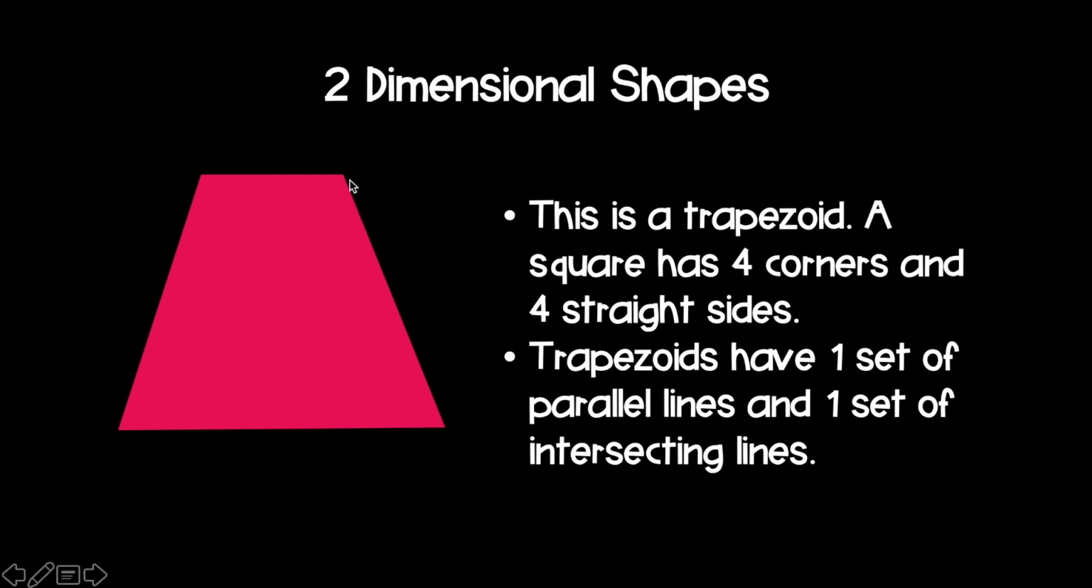Eventually, if we were to extend these lines all the way out, they would cross somewhere. They are going to intersect. They are going to cross. So trapezoids have one set of parallel lines. Here are the parallel lines right here. And then one set of intersecting lines. The intersecting lines are right here.